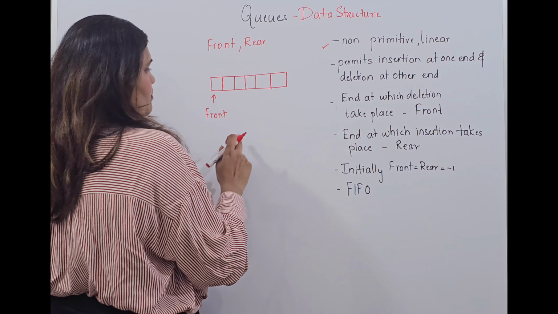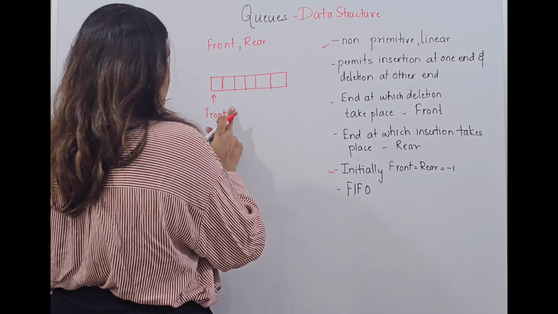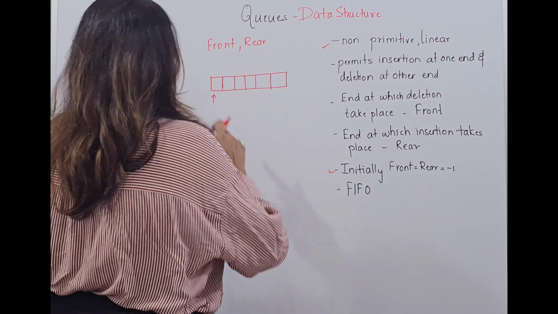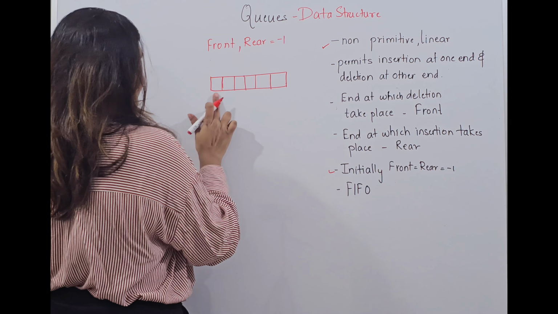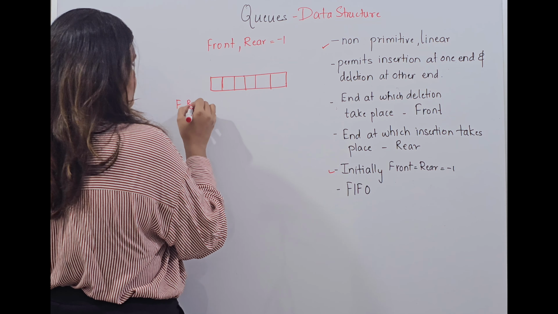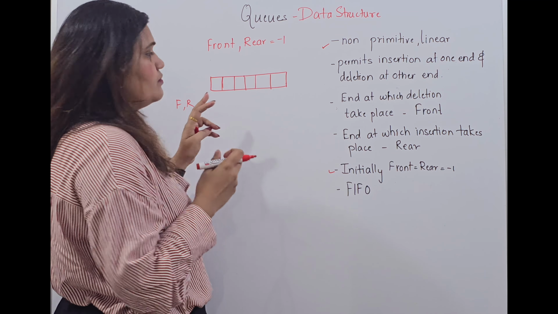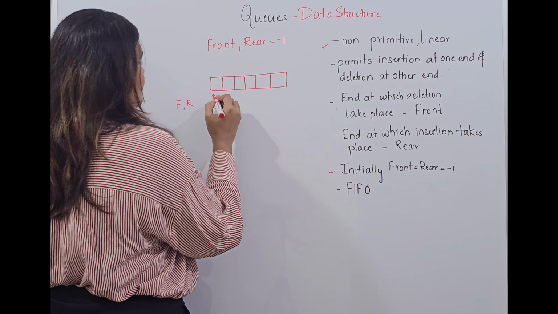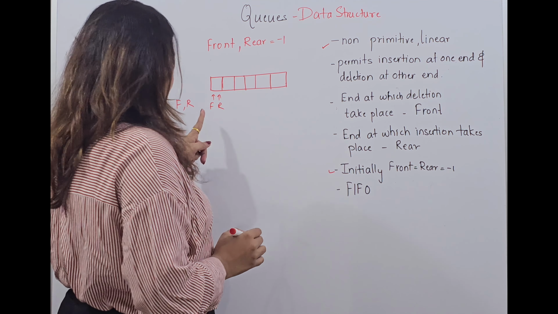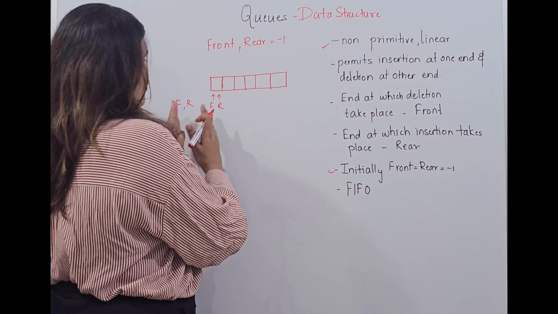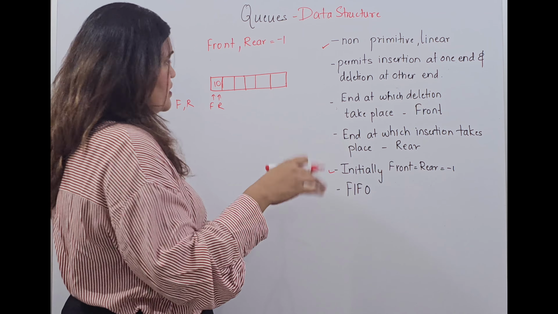There is one more point I have mentioned here: initially front and rear should be -1. So let's start with that. Our front and rear are going to be -1. That means our front and rear are pointing somewhere outside the queue. Now the moment I want to insert an element, my front and rear are going to point here. Clear? Next, when I want to insert the element, I have already incremented it. My front and rear are pointing here. I'll insert the element.